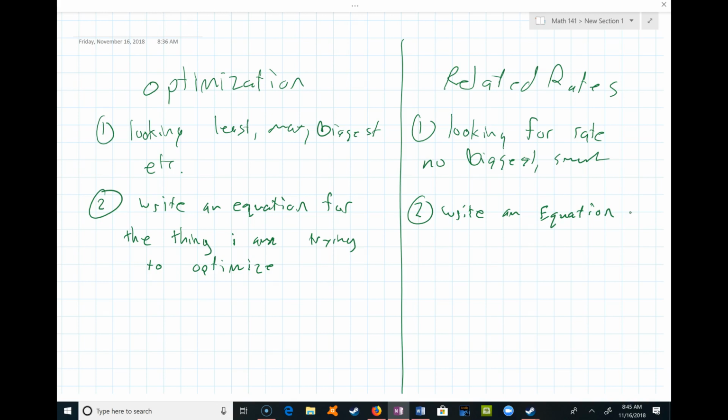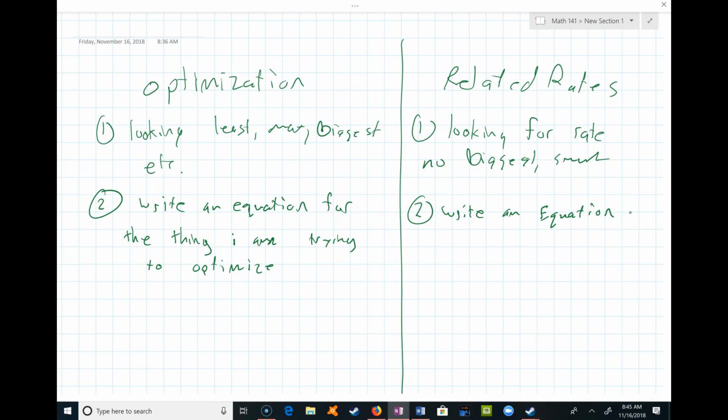There's some problems, I can think of a problem right now that you could write 3 different equations that will relate the rates. No, 3 different equations, 2 of them will relate them and 1 of them won't. It brings in other stuff. But you can write any equation you want as long as when you take the derivative of that equation, it relates the rate I know to the rate that I don't know. That's what I'm looking for.